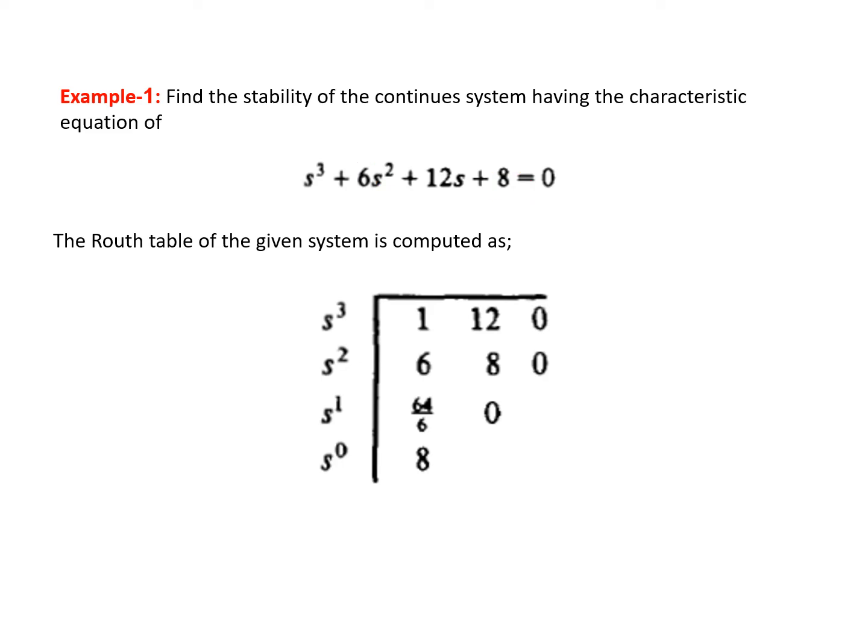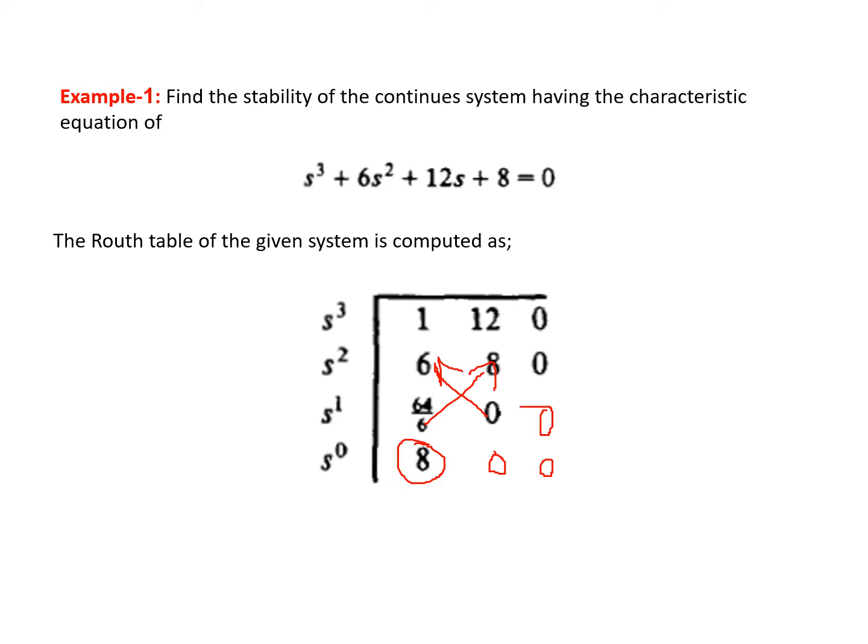So here when you start, I'll cross multiply 6 with 12 and then subtract this product. So 12 into 6 gives you how much? 72, minus 8 will give you the value 64 by 6, and the other value will be 0. And similarly, using these two values, I'll cross multiply this value with 8 and this with 0, so that you will get the next value as 8. This is the last value which I'm going to get. Remaining all other values are zeros for me.